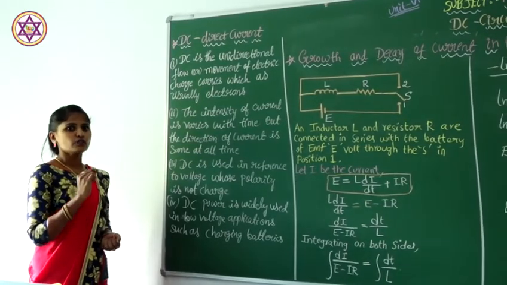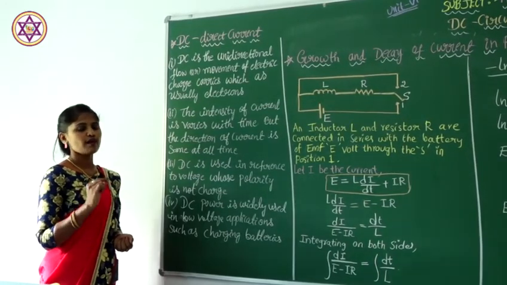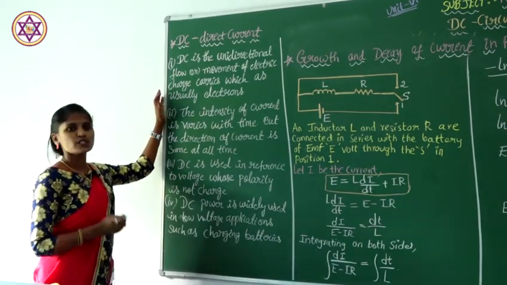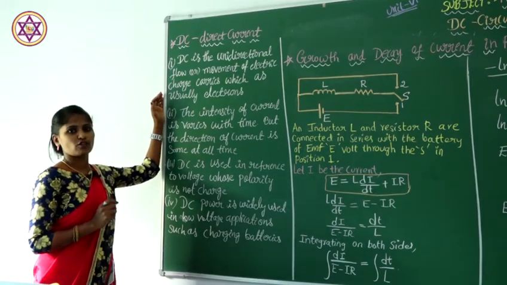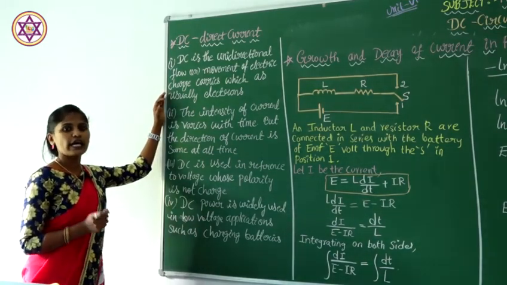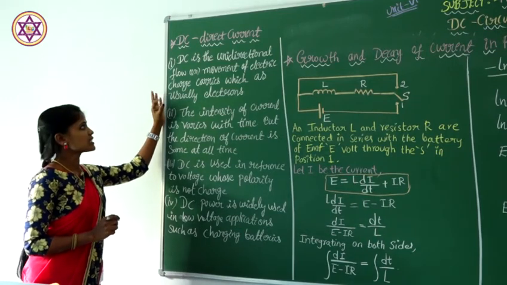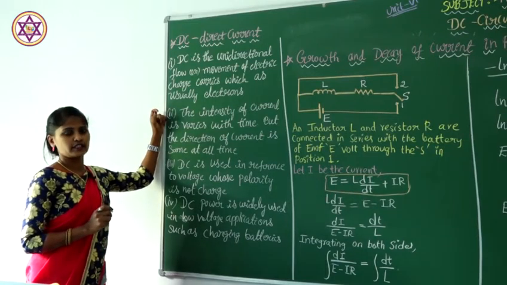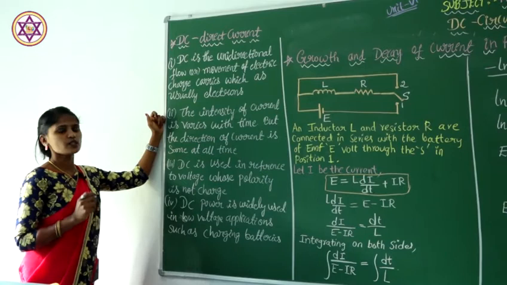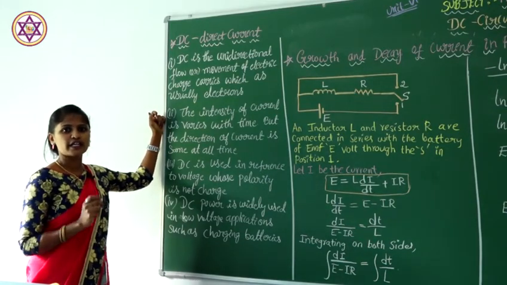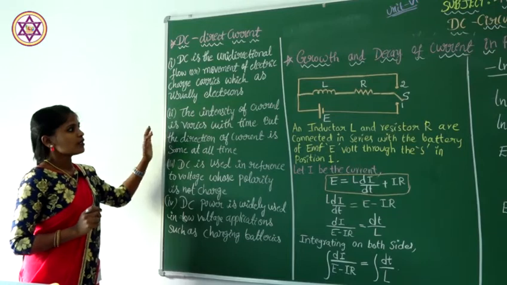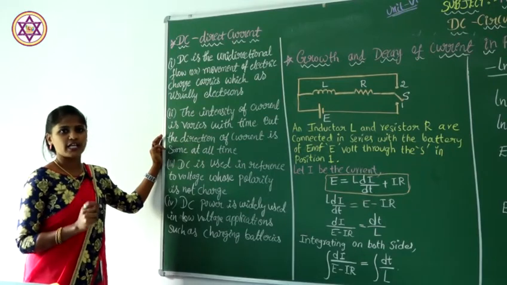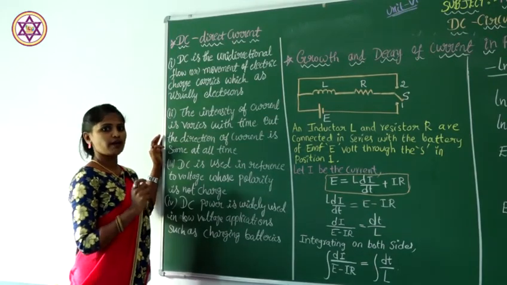DC is the unidirectional flow or movement of electric charge carriers, which are usually electrons. This is called a DC circuit. And the second thing, the intensity of current varies with time, but the direction of current is the same at all times.